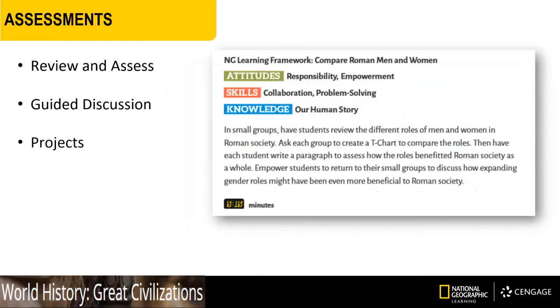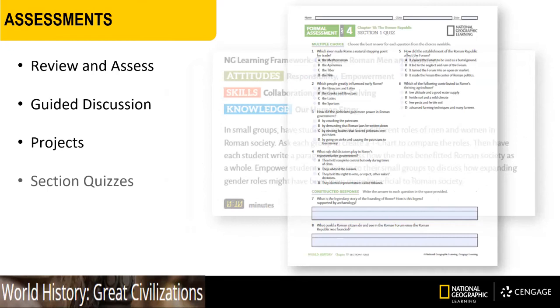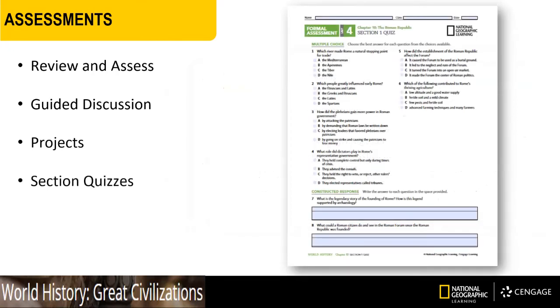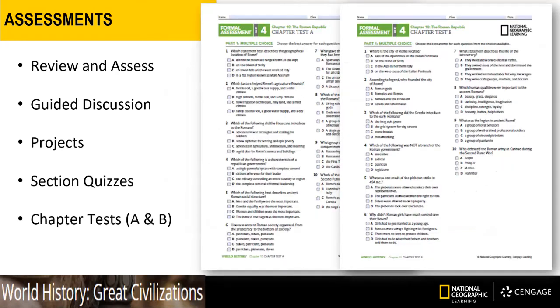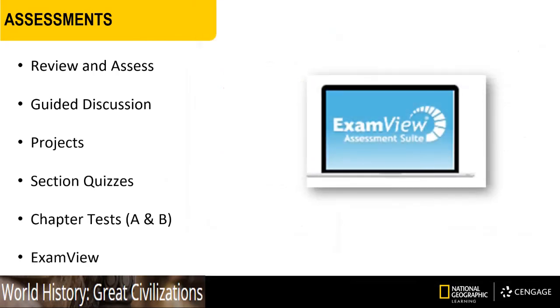Projects at the end of each unit, a unit inquiry, which can be used as summative performance assessments, section quizzes and chapter tests offer on and below level formal assessment. These chapter tests are designed to cover the same content, but one is simpler in text complexity. And ExamView allows teachers to create their own tests using the test bank questions.